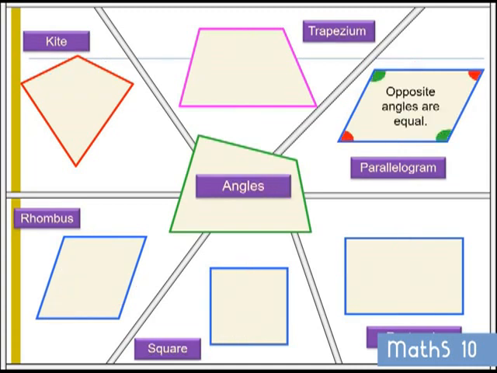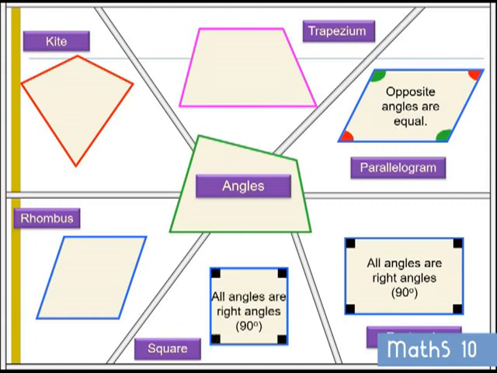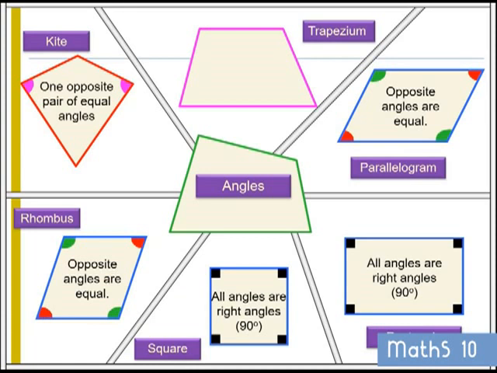Angles. In a parallelogram, opposite angles are equal. In a rectangle, all angles are right angles, 90 degrees. In a square, all angles are right angles, 90 degrees. In a rhombus, opposite angles are equal. In a kite, there is 1 opposite pair of equal angles, and in a general trapezium, there are no equal angles and no other angle properties.